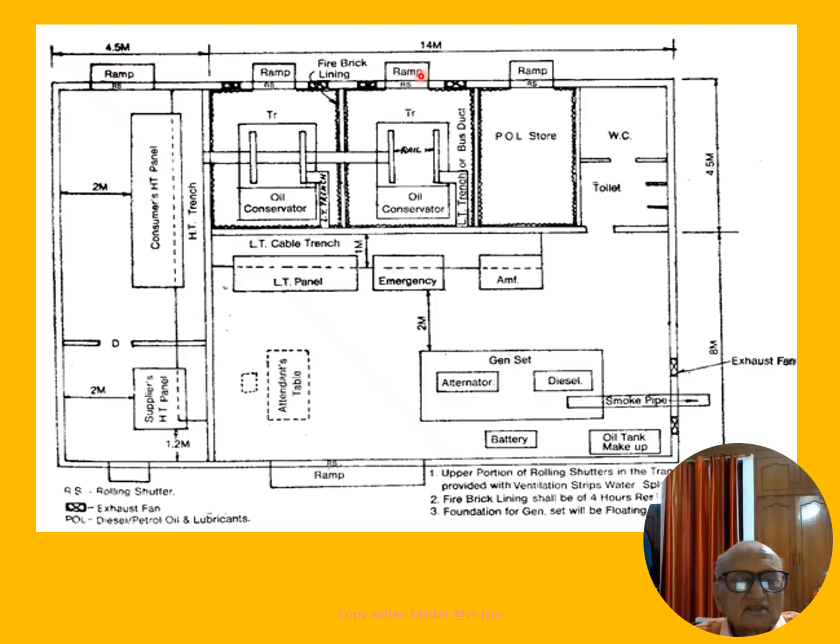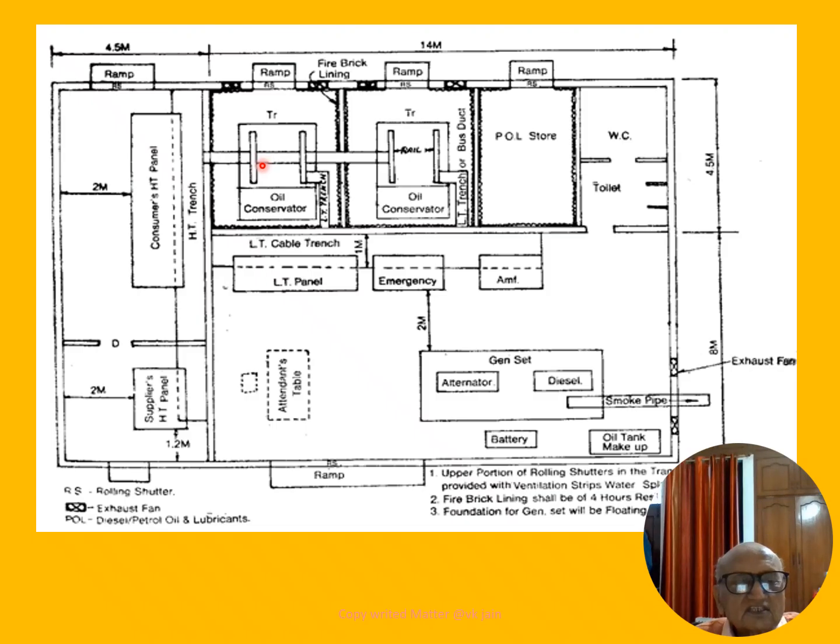Ramps in substations, a ramp for the diesel store, a ramp for the LT panel, and a ramp for the meter room. And another ramp is provided for the generator cum LT panel room. With each substation you have to provide toilet facilities and WCs for the staff, and staff may be sitting somewhere in this area.